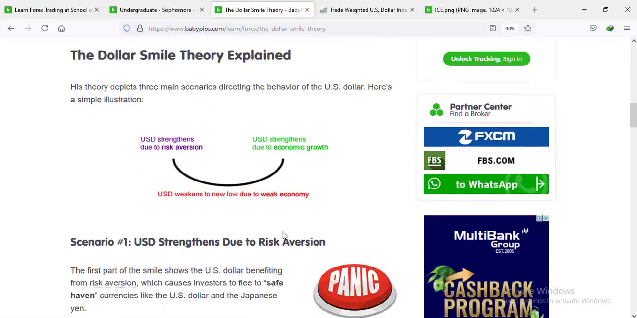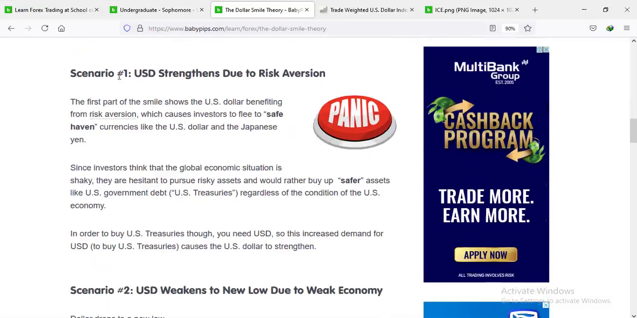So here the theory is, okay, and this is the illustration. The very first part of the theory says the USD strengthens due to risk aversion. USD weakens to new low due to weak economy. It strengthens due to economic growth. So scenario one, US dollar strengthens due to risk aversion.